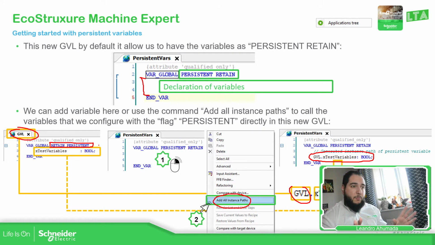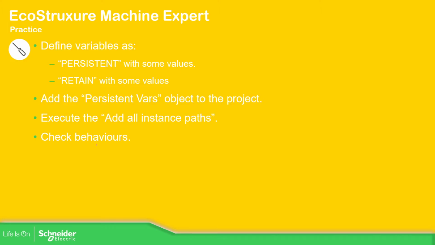You have the two ways I explained. You can define it with add all instance path or create the variables over here, and the creation of the variables is the same as in the GBL. But if I'm not wrong, I'm going to check it, the variables that you create in this persistent vars are not allowed to have an address. So let's go to the presentation, and now it's time to play with the software. So let's create some variables for persistent, then retain, and add all the persistent vars, so we can play with the behavior on the controller.